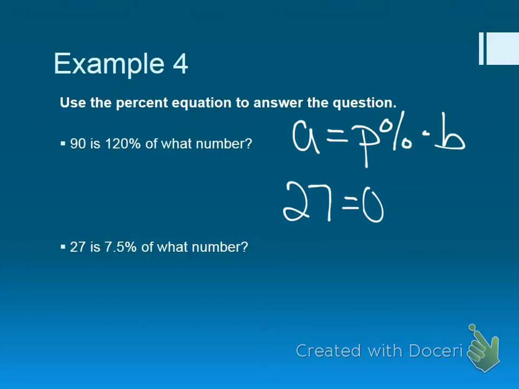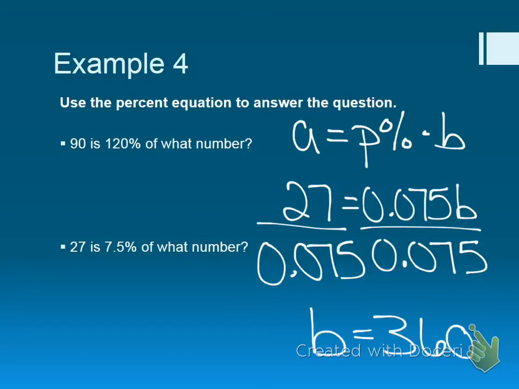27 is, how do I write 7.5% as a decimal? 0.075B. Divide both sides by 0.075. 360. All right, guys, that's it. That's all you need to know for 7.4.